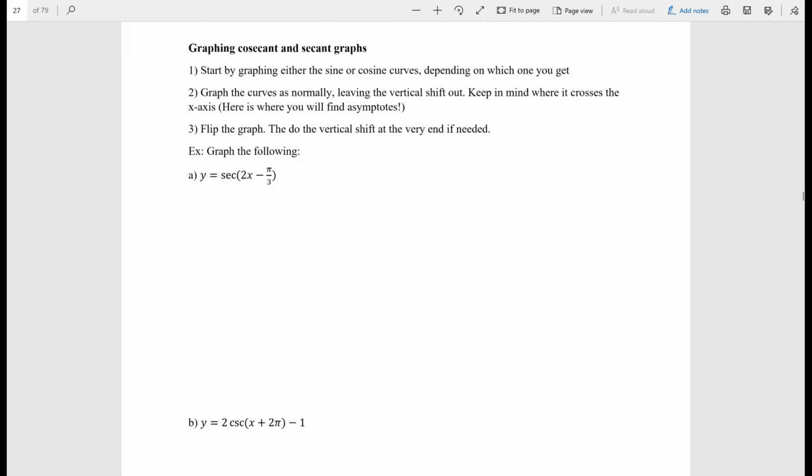You're going to graph the curves as normally, okay, leaving the vertical shift out. So you're going to not include the vertical shift, okay, if it's the D part. Keep in mind where it crosses the x-axis, that's where you'll find the asymptotes. Flip the graph and then do the vertical shift at the very end. Okay, so this is basically what we're going to do in our next video. So here are the directions, and we'll do an example in the next video.